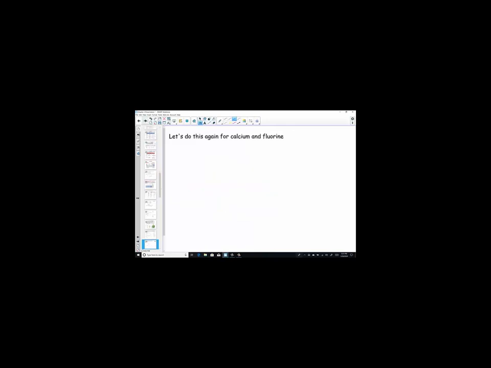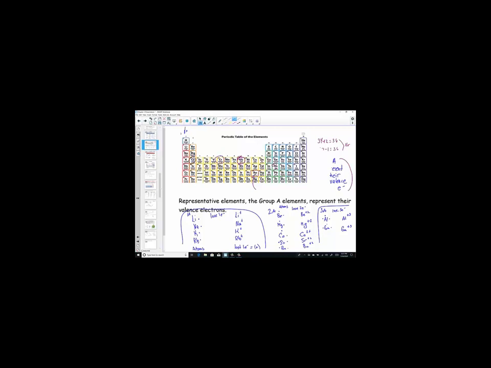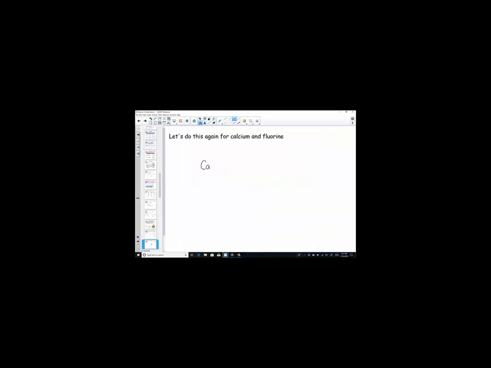Let's do this again for calcium and fluorine. So when we go to work and find calcium, its elemental symbol is Ca, and it's in group 2, so I know that it has 2 valence electrons. So calcium, who lives in group 2A, means it has 2 valence electrons. That's why it lives where it lives, as an atom, 2 dots.